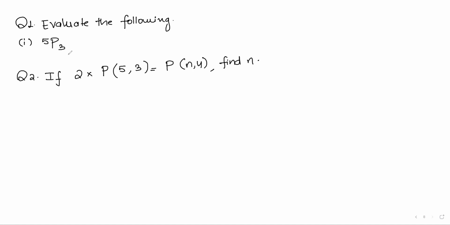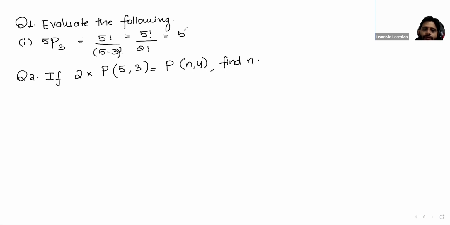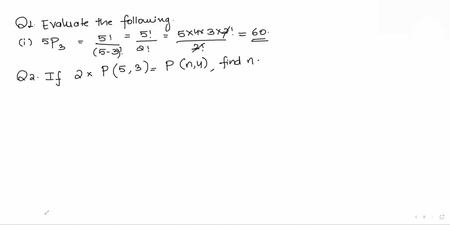5 for the first one, no, not correct. So for this one, you will write 5 factorial by (5 minus 3) factorial. So this will be equal to 5 factorial by 2 factorial. So 5 factorial means 5 into 4 into 3 into 2 factorial, by 2 factorial. This will cancel out. So this is equal to 60. Okay, Yusra? Krishna, please. Yes, sir. Okay, Yusra, that was the first answer.